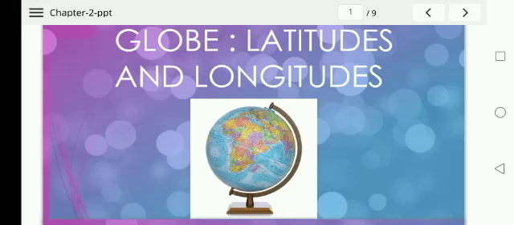In the previous chapter, we studied that our planet Earth is not a sphere. It is slightly flattened at the north and south poles and bulges in the middle. Now you can imagine how it looks. It looks like a ball, that is a globe, and the latitudes and longitudes will help to locate places. In this chapter, we will study about globe, latitudes, and longitudes.